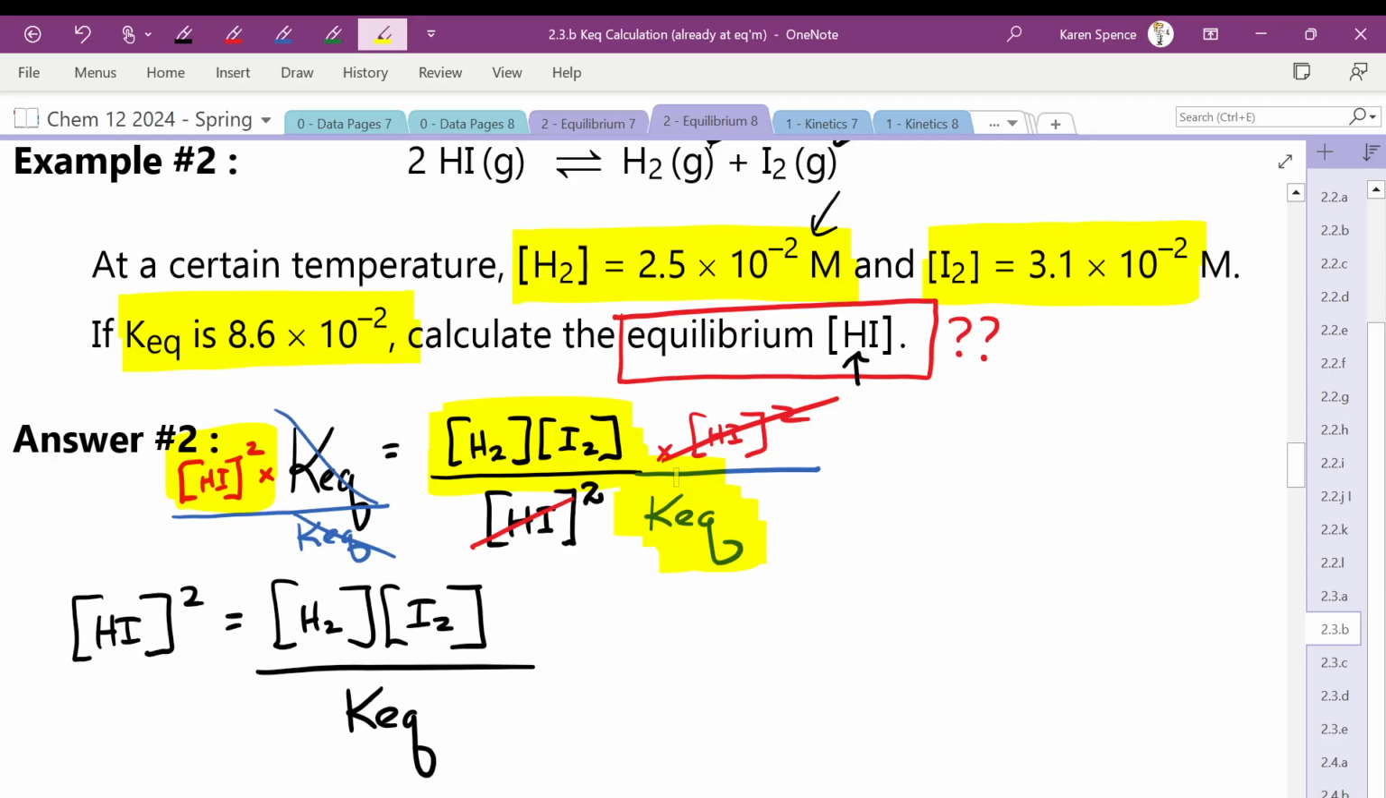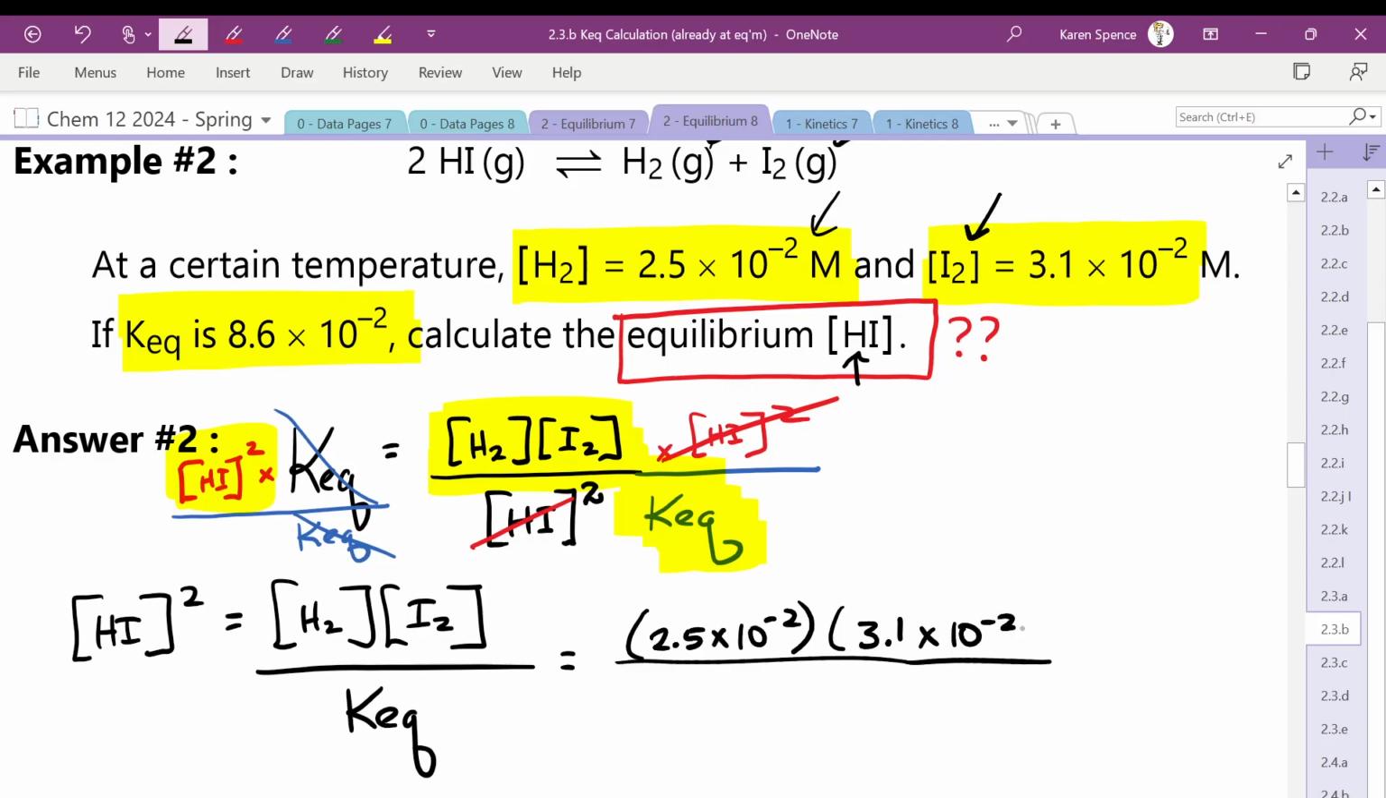Now, once you have this, you don't have to automatically start saying, oh, I need to put the square root in. You can do the math first and then do the square root in a separate step. Yes? Which is what I would probably do, because I don't like writing big square root signs all over the place. So I would just plug in my H2 concentration, which is 2.5 times 10 to the negative 2. My I2 concentration, which is 3.1 times 10 to the negative 2. And my Keq, which is 8.6 times 10 to the negative 2. Plug that into your calculator and see what you get.